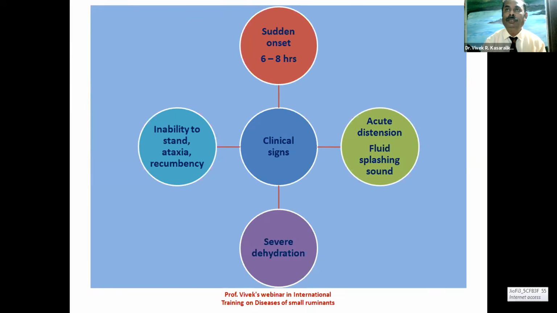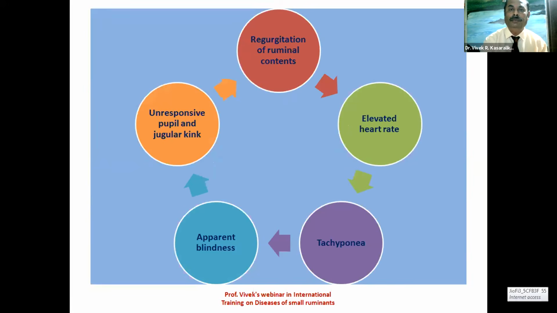And the animal shows severe signs of dehydration: sunken eyeballs, and the skin tenting test values are very high. Then the animal will not be able to stand: inability to stand, ataxia, and in the majority of cases they are brought to the hospital in a recumbent stage. These are the distinct clinical features which are observed.